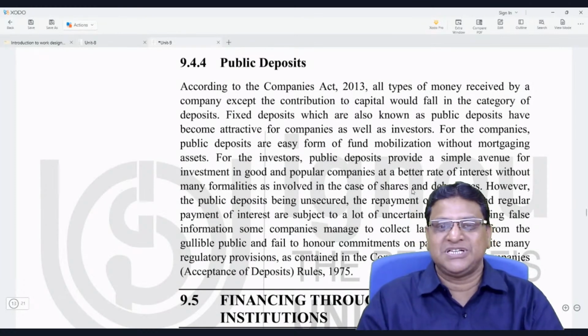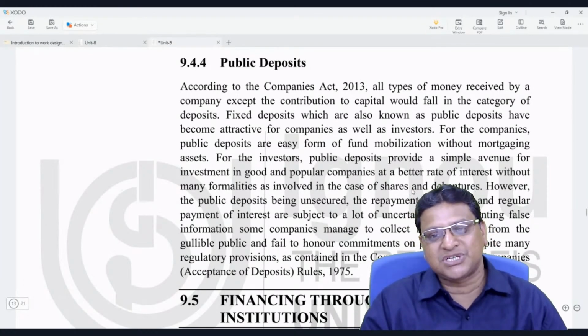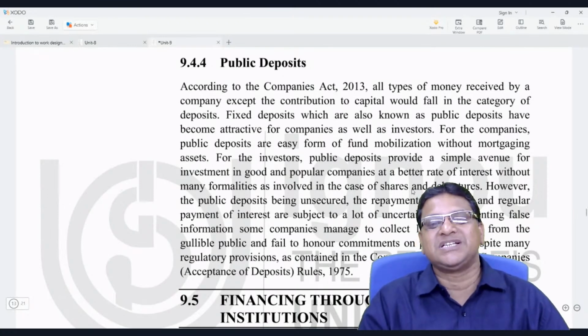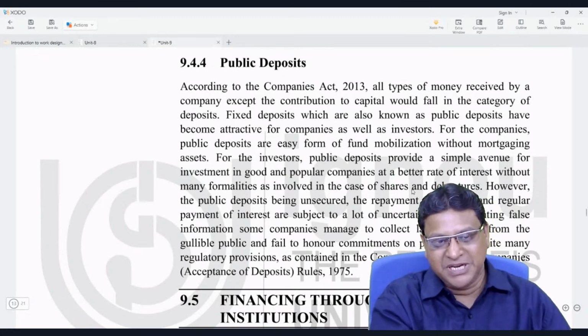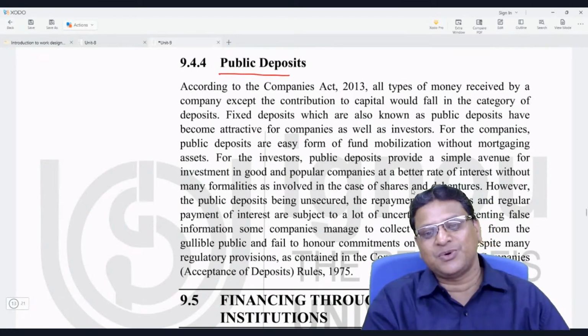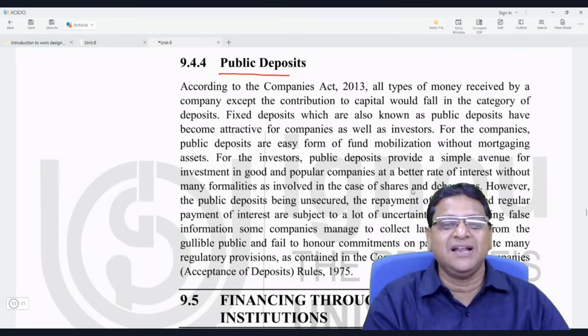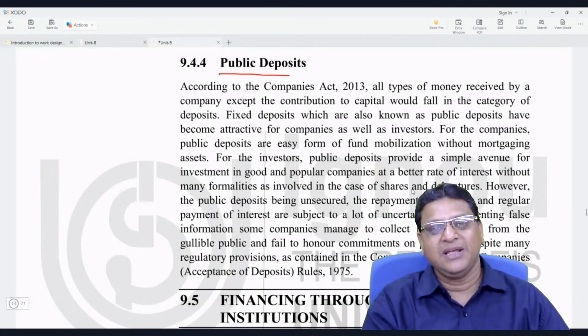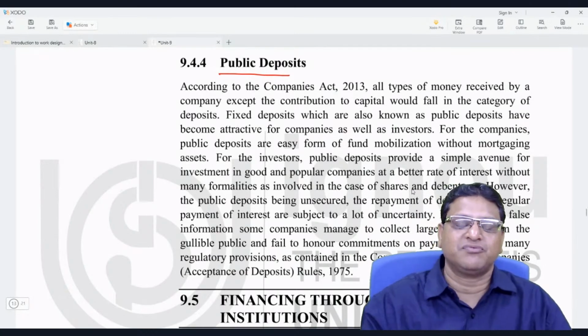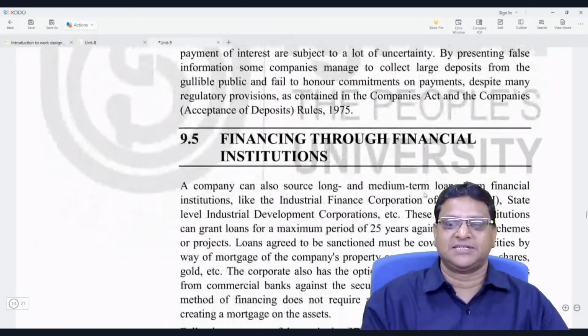So public deposit is a form of deposit, corporate deposit, which is negotiable in nature. That means if you invest in public deposit and if you want to get back the money, you can sell the public deposit in the market, in the money market. Okay, so it is another form of getting short-term finance.